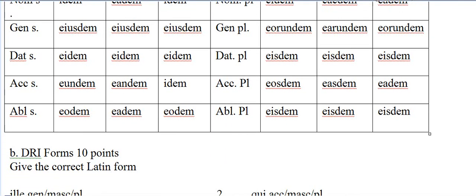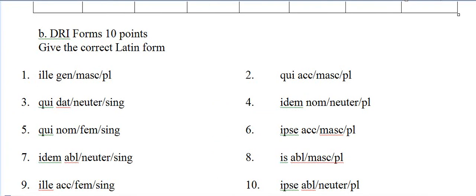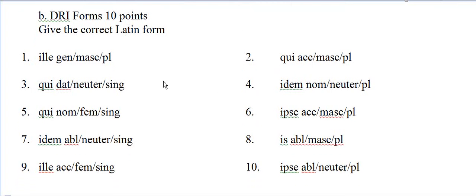Now we go to the next part. The next part, as you see, will give you one of the DRIs, which is demonstrative, relative, or intensive, and ask you to give it in the specific case and number. So ille, genitive, plural, masculine. Qui, accusative, plural, masculine. Qui, dative, neuter, singular.